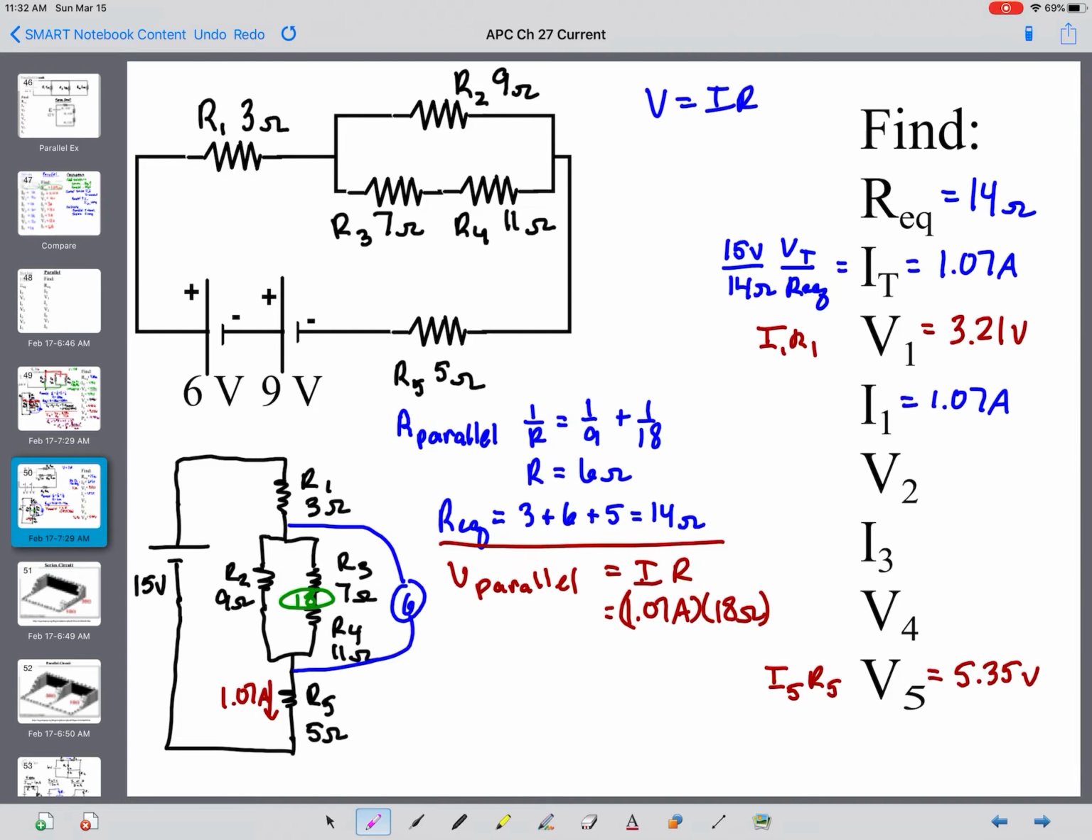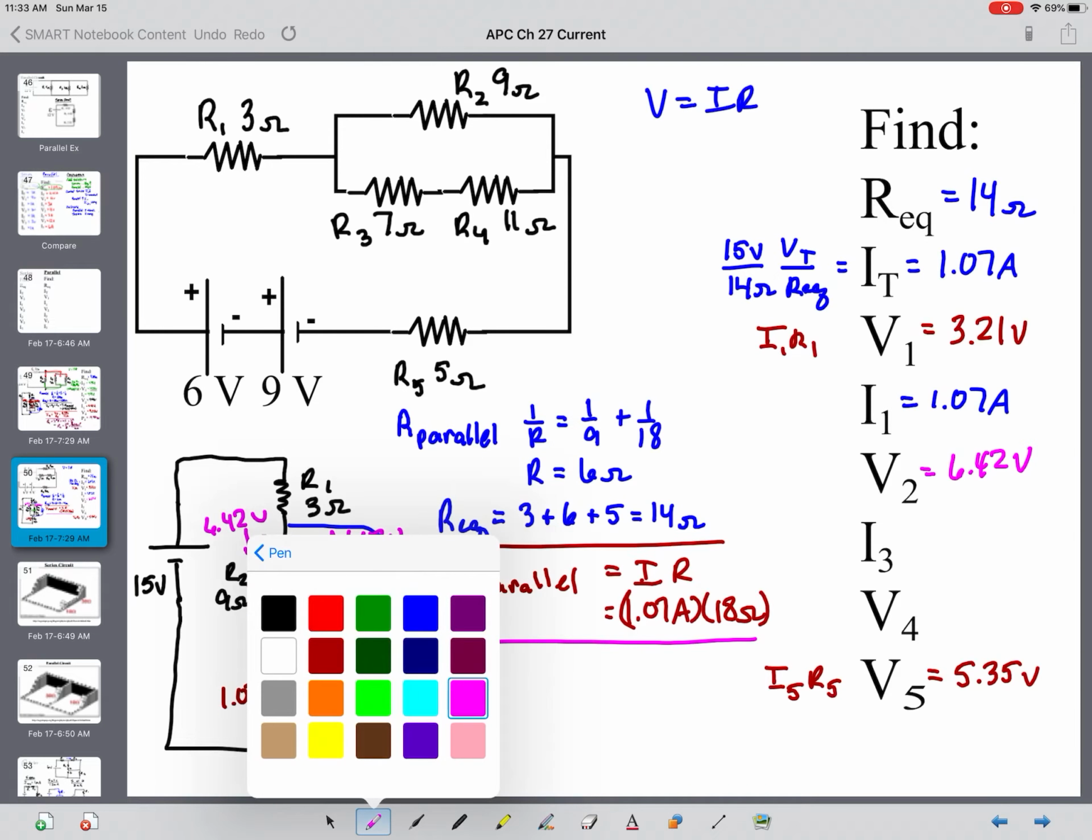So if we go for a bright color, we can see that volts across the parallel is going to be 6.42 volts. Now I can't say that that's V3 and V4 because part of it is on each, but V2 would be 6.42 volts because there's only one resistor in that parallel branch. Okay, now we'll change from the obnoxious color.